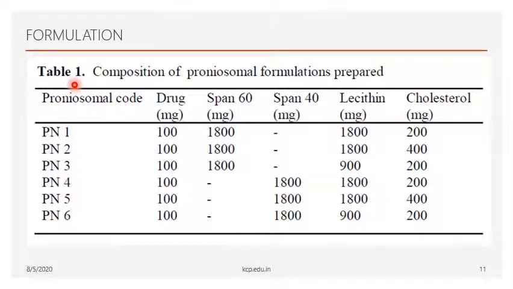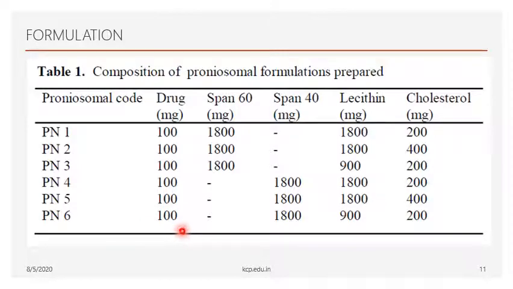This table provides information on the quantity of each ingredient used in the preparation of the proniosomal gel. In this formulation, 6 preparations were prepared. Each preparation has a different quantity of ingredient strength. So let's see one by one.